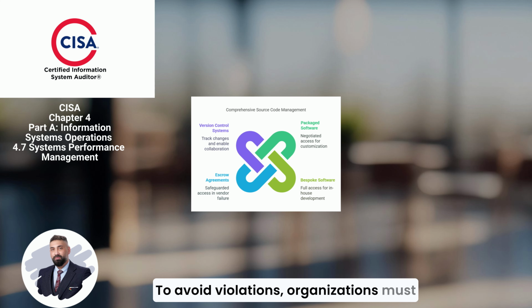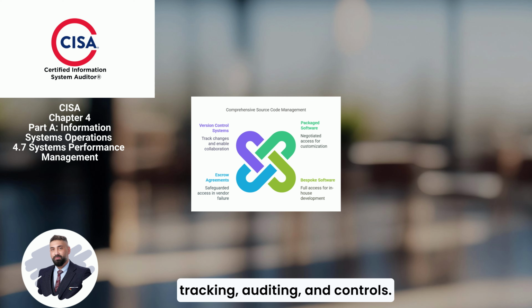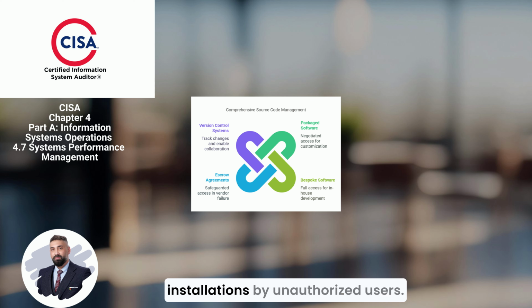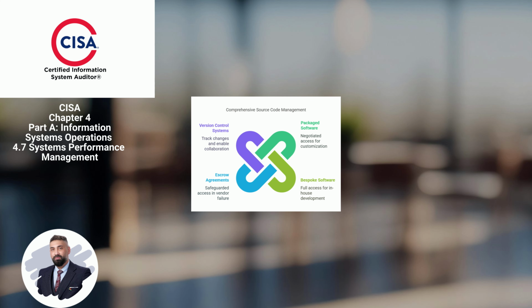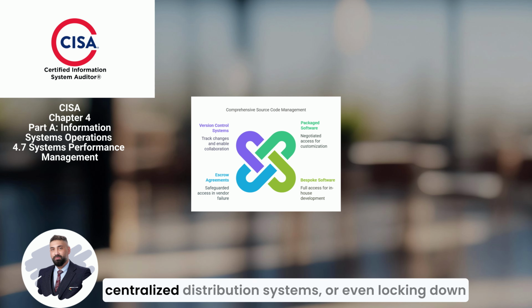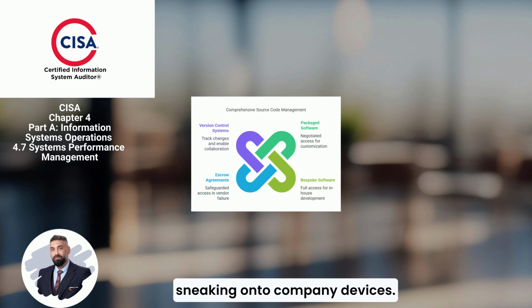To avoid violations, organizations must proactively manage licensing through rigorous tracking, auditing, and controls. This involves comparing installed software against licenses, scanning networks regularly, and restricting installations by unauthorized users. Proactive measures include software asset management processes, centralized distribution systems, or even locking down USB ports to prevent unlicensed software from sneaking onto company devices. Equally important is having users sign policies that clearly spell out installation rules and compliance expectations.